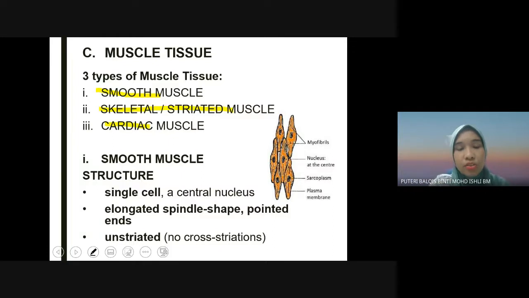Okay, so kita tengok dulu smooth muscle. So this is smooth muscle. Kenapa kita panggil sebagai smooth muscle? Because it is unstriated. Unstriated. Apa maksud unstriated?